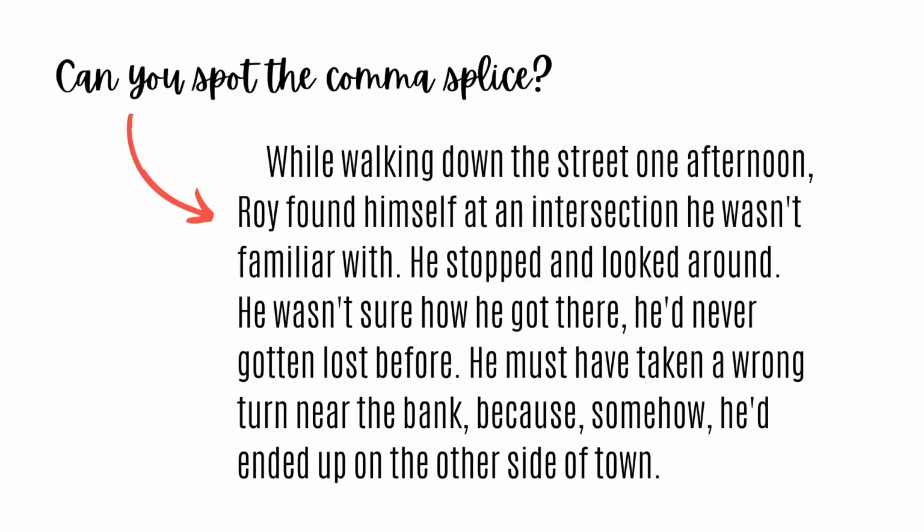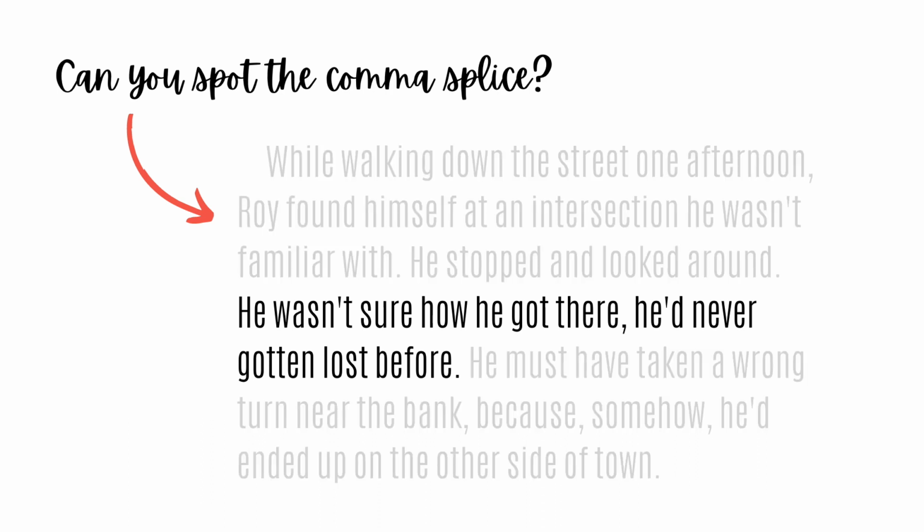While walking down the street one afternoon, Roy found himself at an intersection he wasn't familiar with. He stopped and looked around. He wasn't sure how he got there. He'd never gotten lost before. He must have taken a wrong turn near the bank because somehow he'd ended up on the other side of town. Can you spot the comma splice?